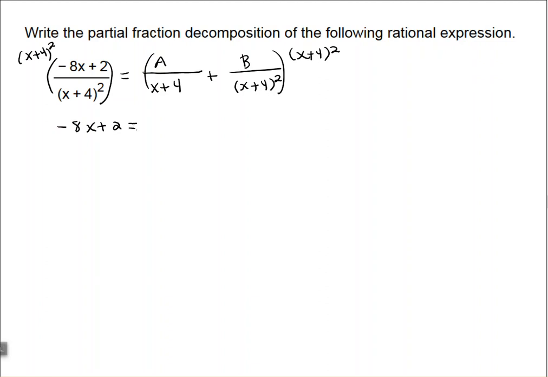On the right-hand side, remember we have to use the distributive property, so I'm multiplying x plus 4 squared times each one of the fractions. In the first fraction, in my denominator of the first fraction, I have x plus 4 to the first. So one of those x plus 4s will cancel out, and that will leave me with a times x plus 4 to the first. Now when I multiply the x plus 4 to the second times the second fraction, both of my denominators have x plus 4 squared, and I'm multiplying by x plus 4 squared. So those would cancel out and just leave me with b.